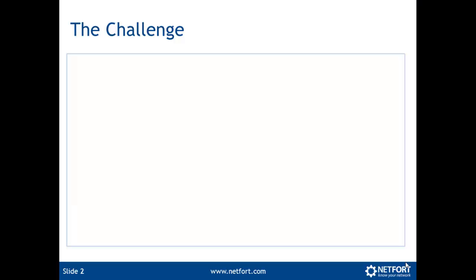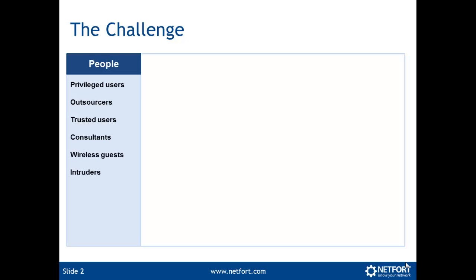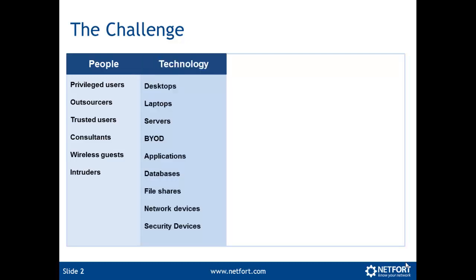Let's firstly take a look at the challenge. On our networks nowadays, we have lots of different types of people connecting, from privileged users, outsourcers, trusted users, consultants, wireless guests, and maybe even intruders. In turn, we have lots of different technology deployed. Traditional stuff like desktops, laptops, and servers, or in the current age, things like bring your own device. We may have applications hosted locally and in the cloud, lots of databases, file shares, security devices, and network devices. So with all of these different types of users and different types of technologies, how can we try and understand what is happening on our networks?